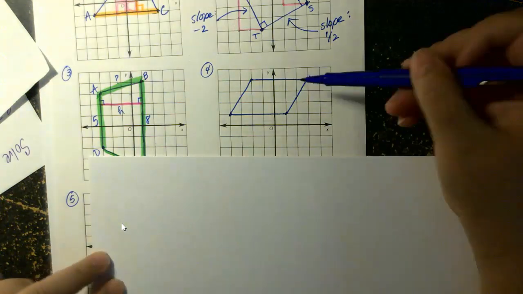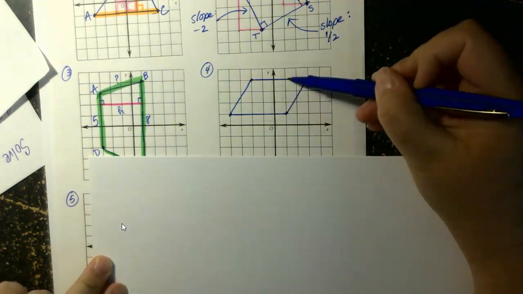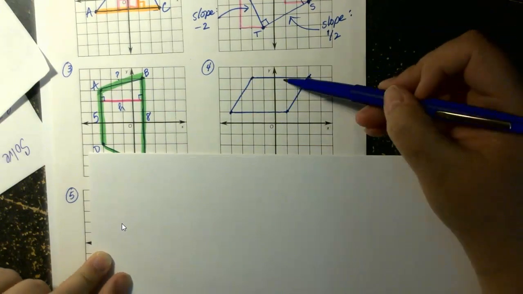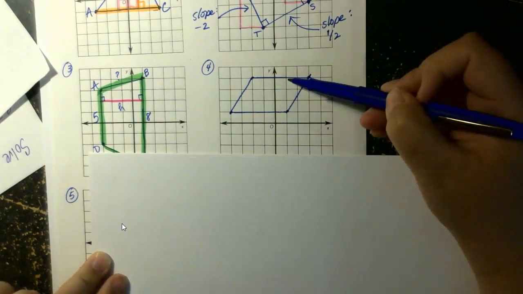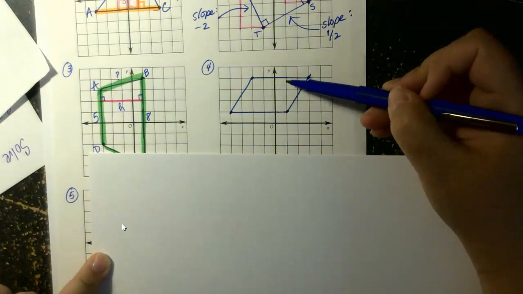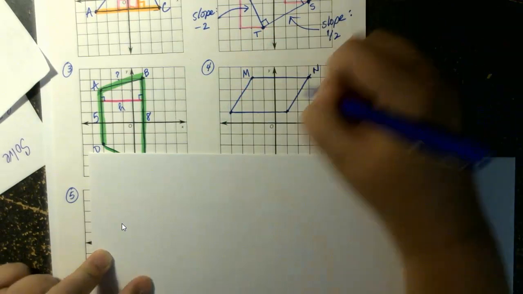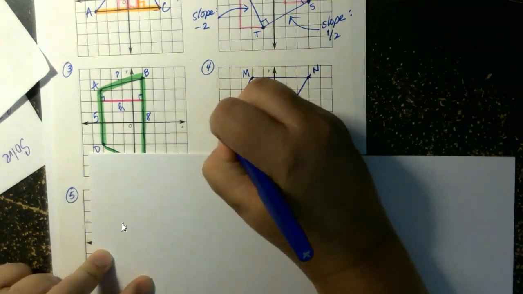It's up to your teacher. If your teacher tells you, I still want to see you finding the slopes of these, then find the slopes of them. All right? But if you find the slopes, because they're horizontal lines, you're going to get 0 for both slopes. Let's go ahead and give this some M, N, P, R.